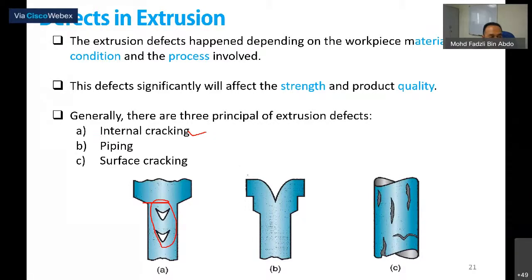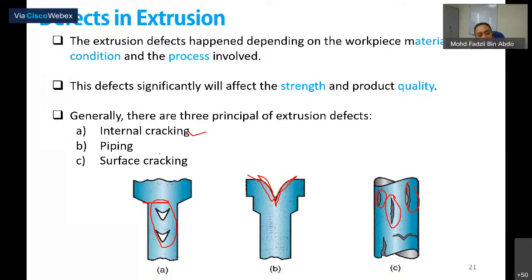Kita ada piping. Piping kat sini lah. And then kita ada surface cracking. Apa beza surface cracking dengan internal? Surface cracking ni biasanya kita nampak dekat surface. Contoh ni kan, dekat surface ni. Kalau internal cracking ni biasanya kita tak nampak sebab dia dekat dalam.